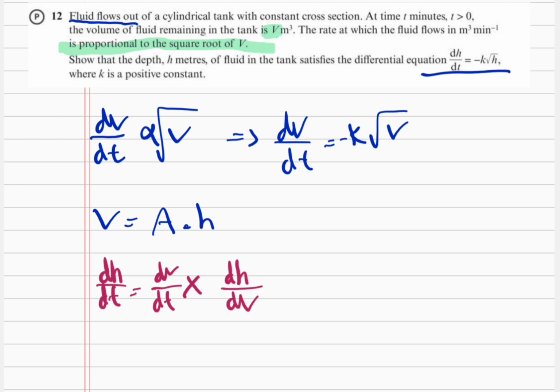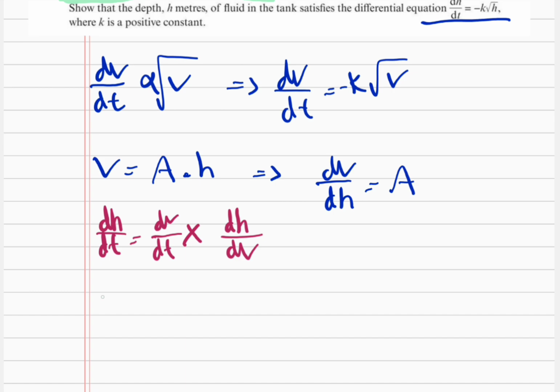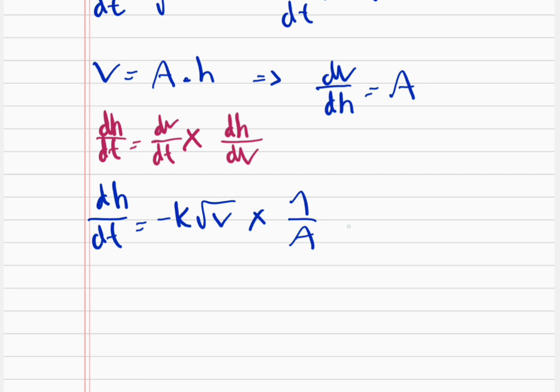In order to find dh by dV, because we already have V equal to A times h, we can find dV by dh. Simply differentiating this gives us A, but remember we need dh by dV, so that's just the reciprocal of dV by dh, which is 1 over A. So this means dh by dt is equal to dV by dt, which is minus k root V, times the reciprocal of A, which is 1 over A, and therefore we get minus k root V over A.